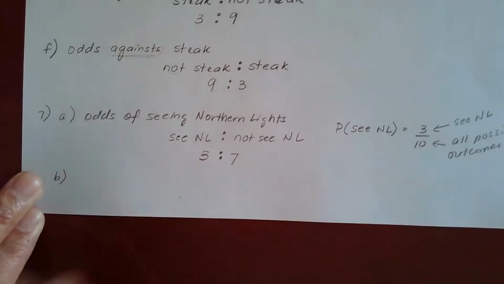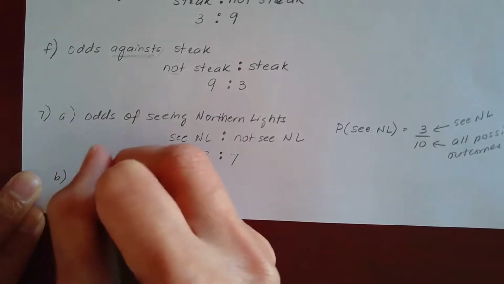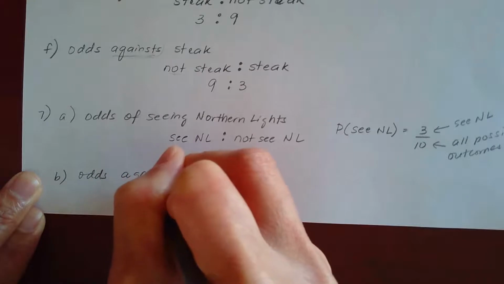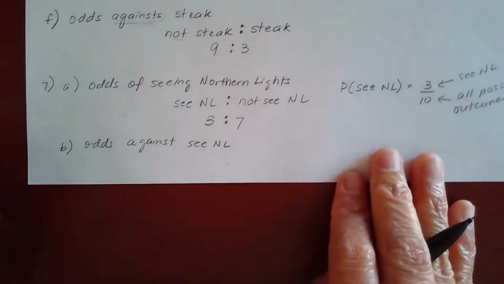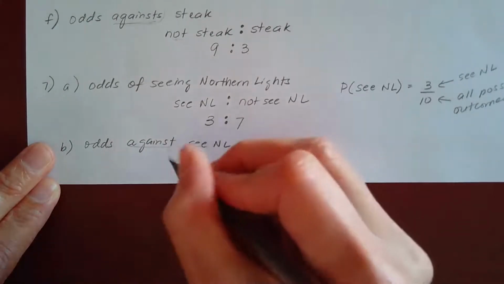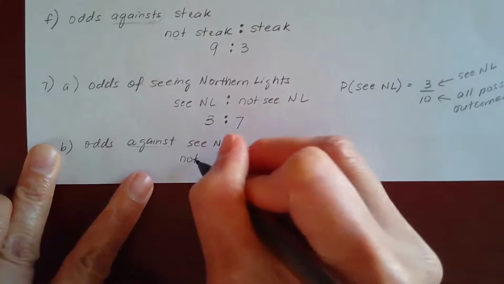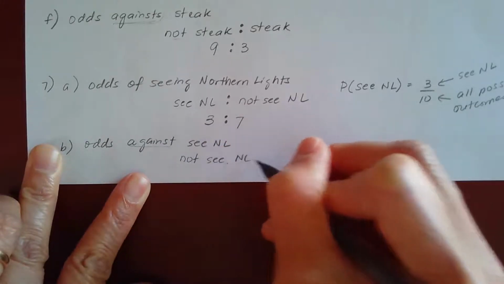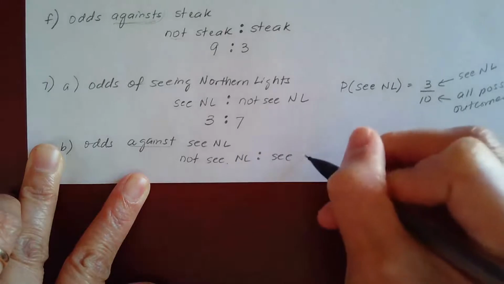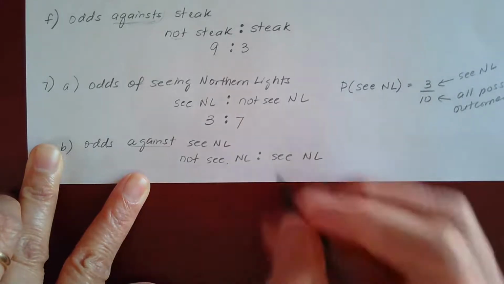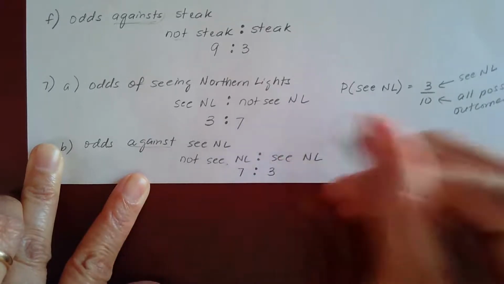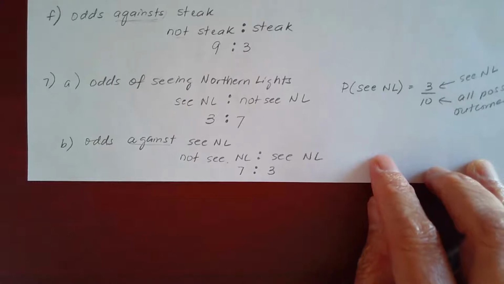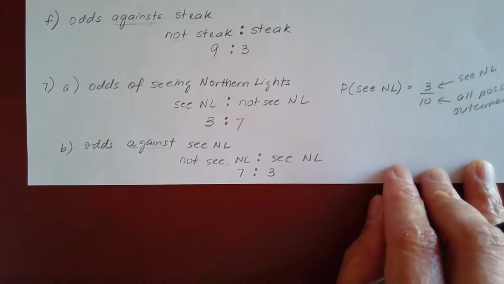And then letter B, state the odds against seeing northern lights. Because it's the word against, we're going to start with not seeing northern lights is to seeing northern lights. So that one would be reversed, starting with 7 is to 3. 7 is to 3. Okay, so we're doing really, really good in here.